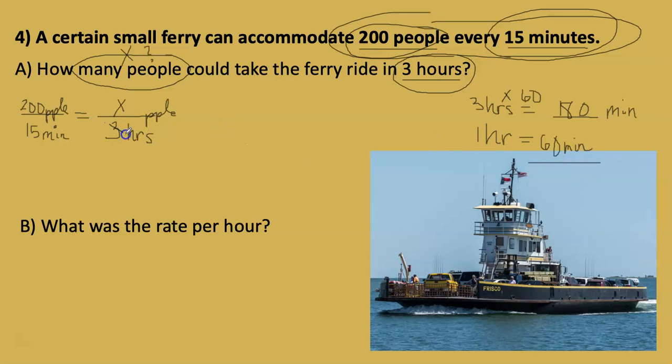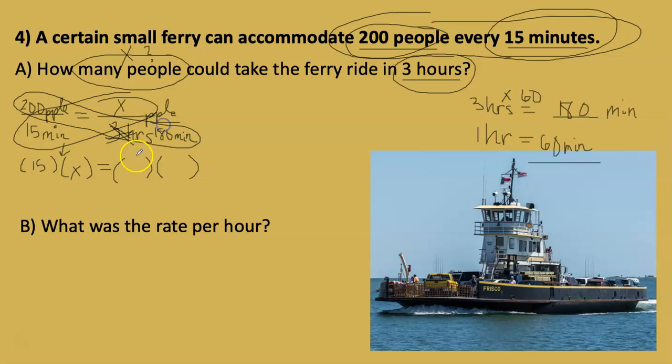So I can actually cross out 3 hours and write 180 minutes because those are two equivalent time frames. So 180 minutes is the same as 3 hours, so I just crossed it out. Next, I'm going to set up my parentheses, and I'm going to multiply across. So I multiply 15 by x, and I place that in the parentheses over here on the left. And then I multiply the 200 by 180.